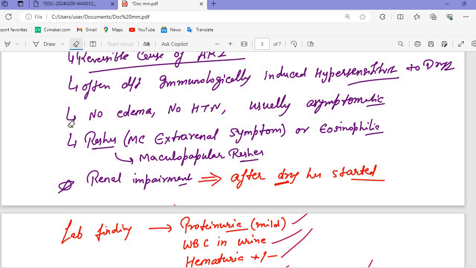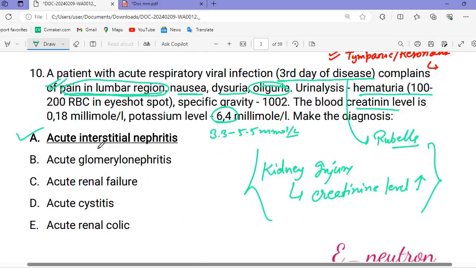Along with the eosinophilia, you will get the maculopapular rash as well. There is no edema, no hypertension in this condition. Remember, in case of nephrotic or nephritic syndrome or glomerulonephritis, you can see hypertension, you can see edema. So here, that's why the answer cannot be acute glomerulonephritis.